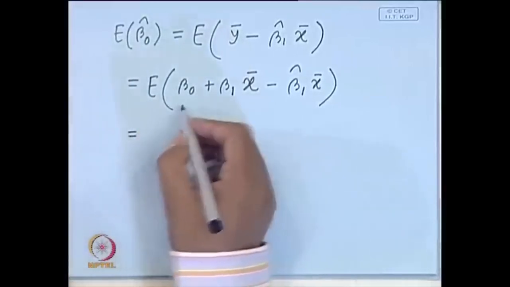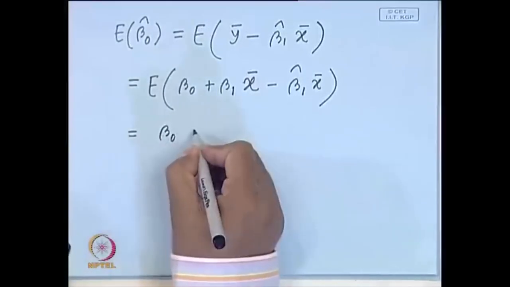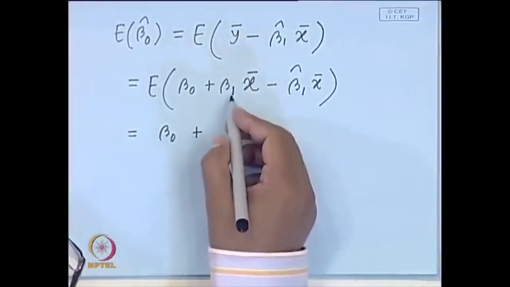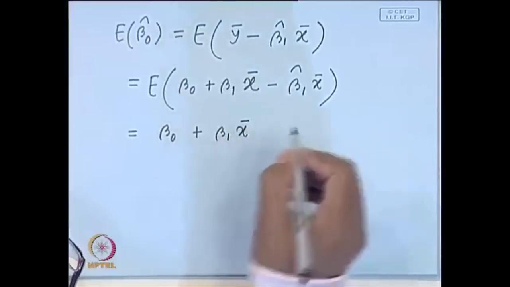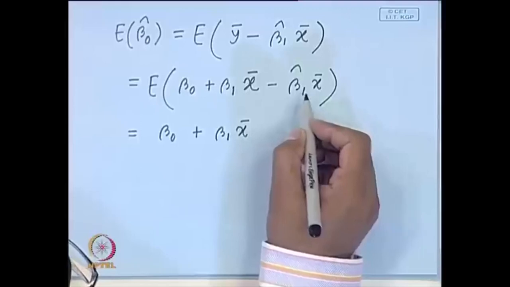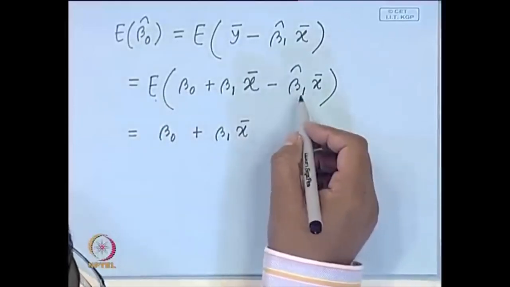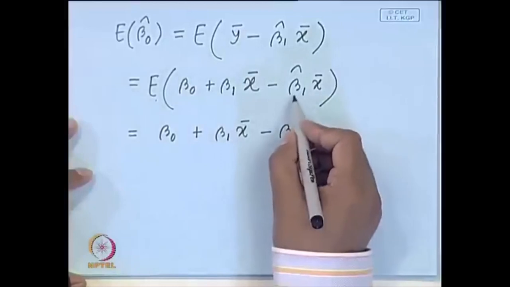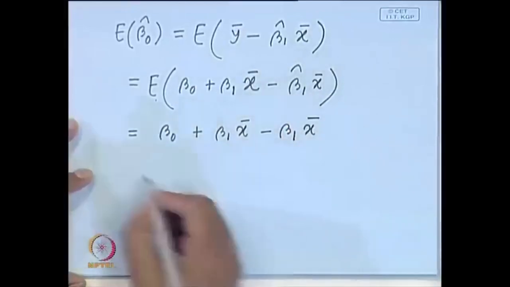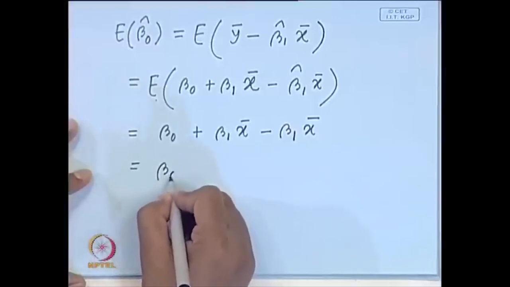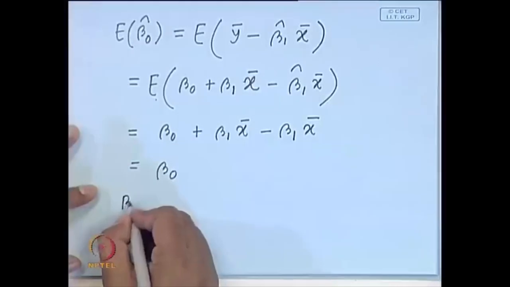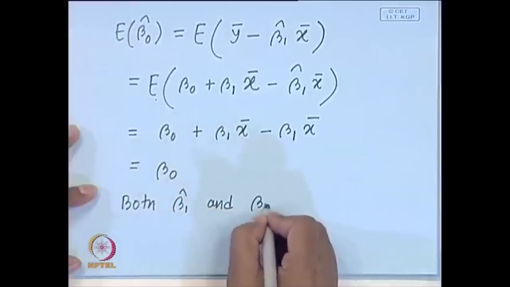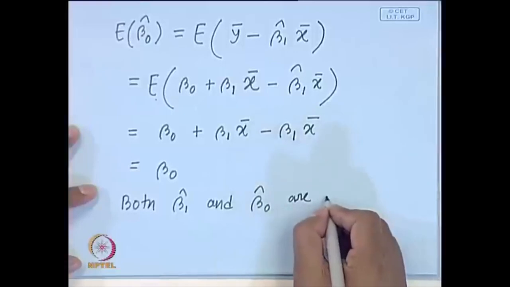So, this is equal to the expectation of beta naught, which is beta naught, and the expectation of beta 1 x bar, which is equal to beta 1 x bar. Now, the expectation of beta 1 hat, just now we proved, is equal to beta 1. So, this is equal to beta 1 x bar, which is equal to beta naught. So, we proved that both beta 1 hat and beta naught hat are unbiased.